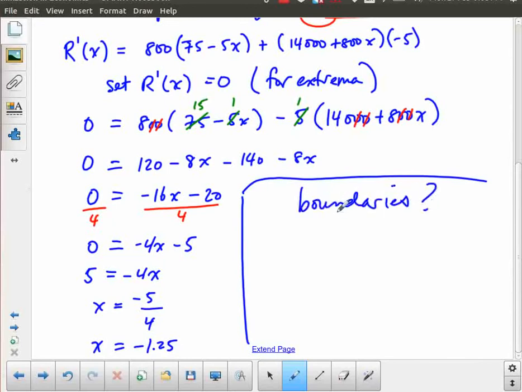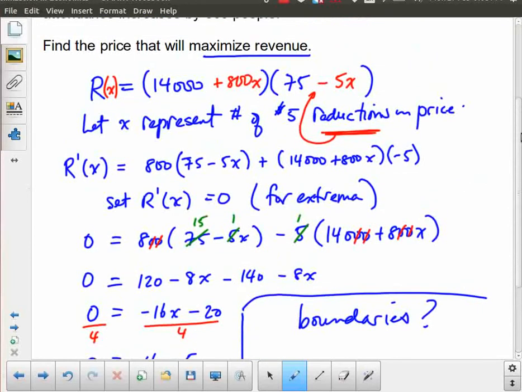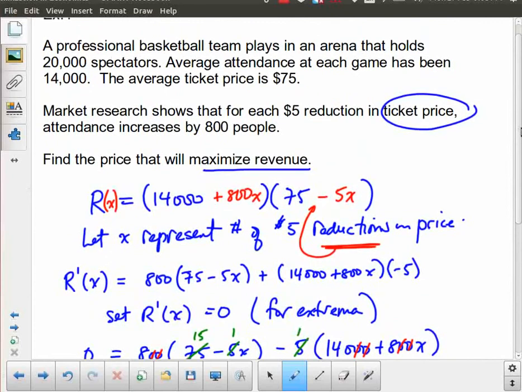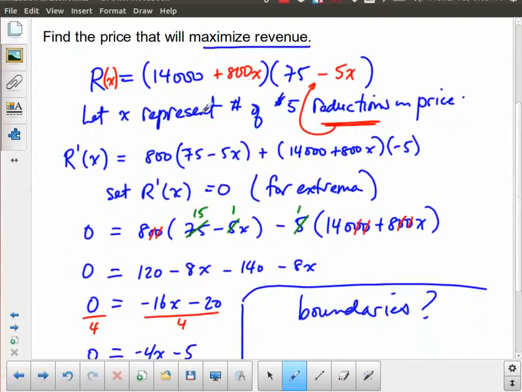Or our endpoints. So what are the boundaries on this? And sometimes, and this is really one of the things I wanted to focus on in this lesson, which is, how do we come up with those boundaries? So let's take a look at the information we had here. What about this arena? What do we know about the arena?